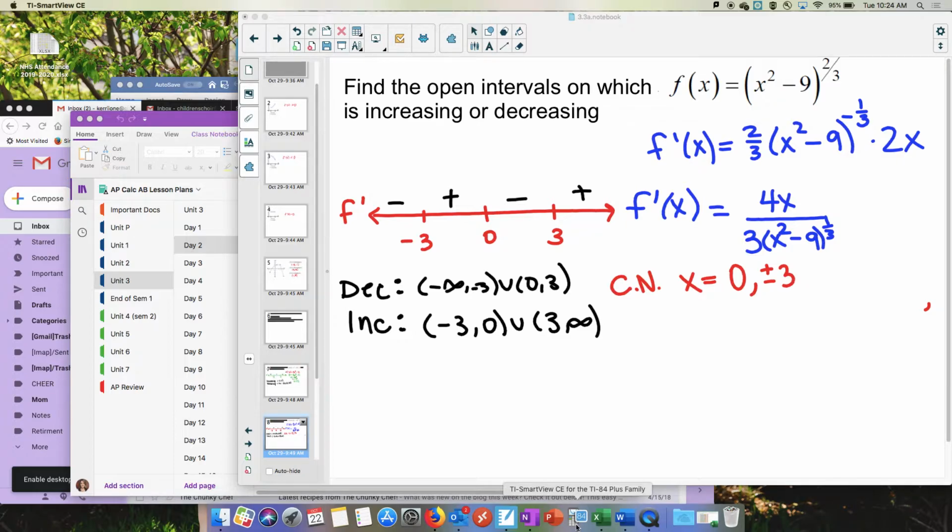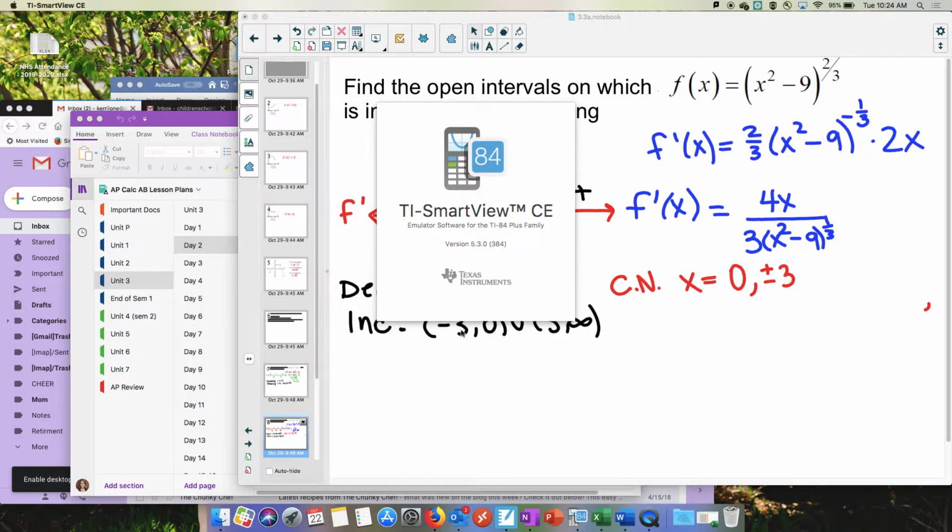Does anyone know what this graph looks like? Isn't it nice? We can get an idea of what this looks like without actually knowing what it looks like, because we have the increasing and decreasing intervals. We'll put it all together and be able to sketch it next week, but I was going to try to bring up my calculator to show you what this looks like.